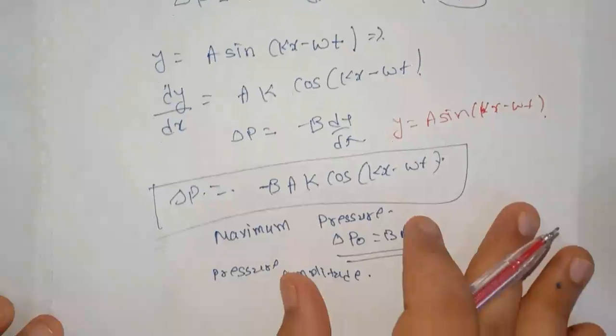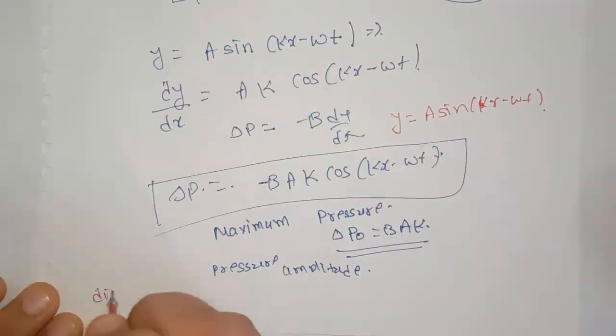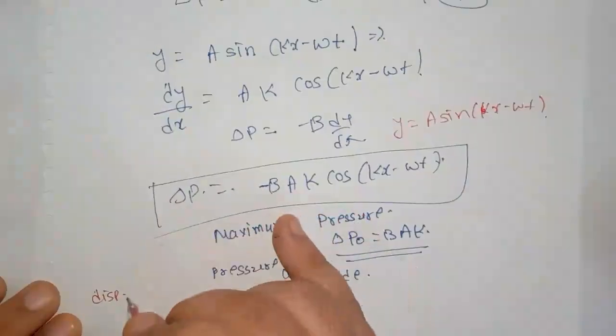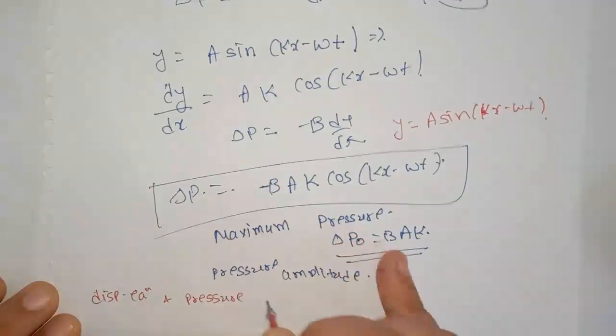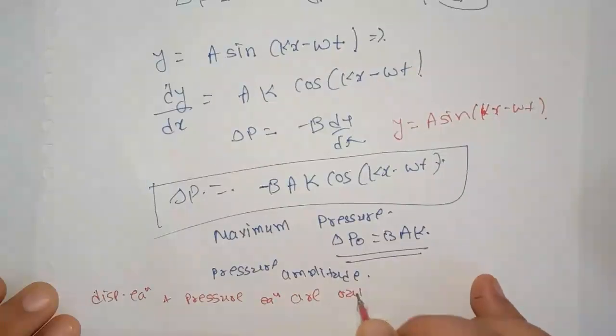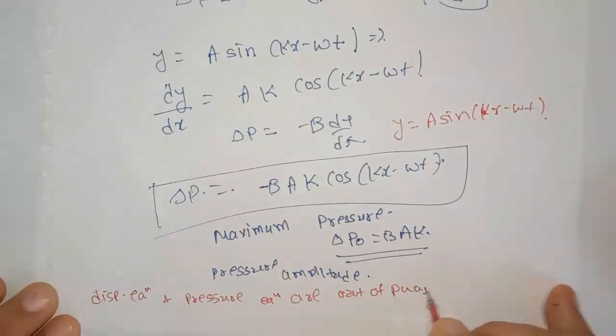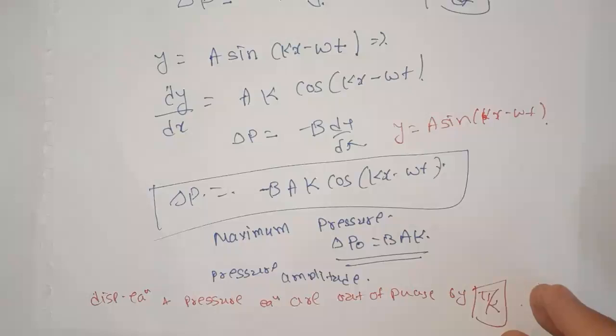So from this we can conclude that the displacement equation and the pressure equation are out of phase by pi by 2, and hence when the displacement is 0, pressure is maximum and vice versa.